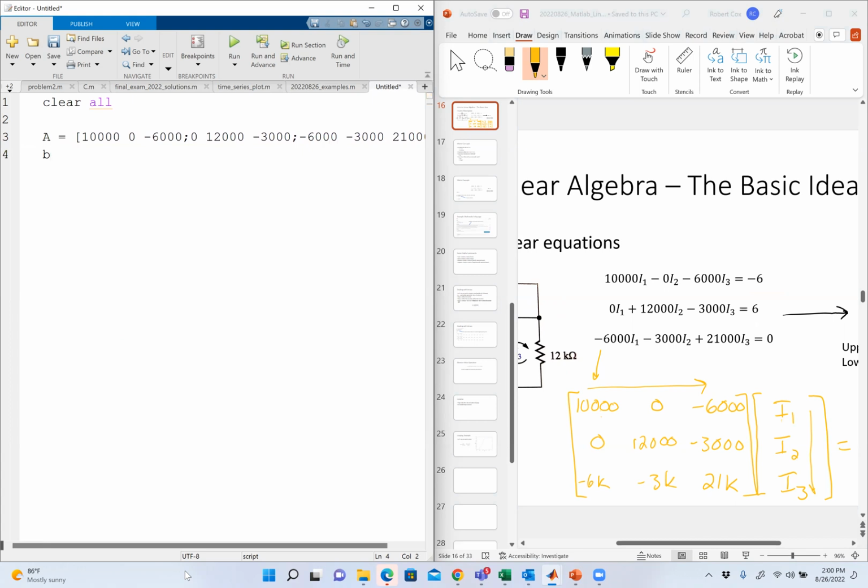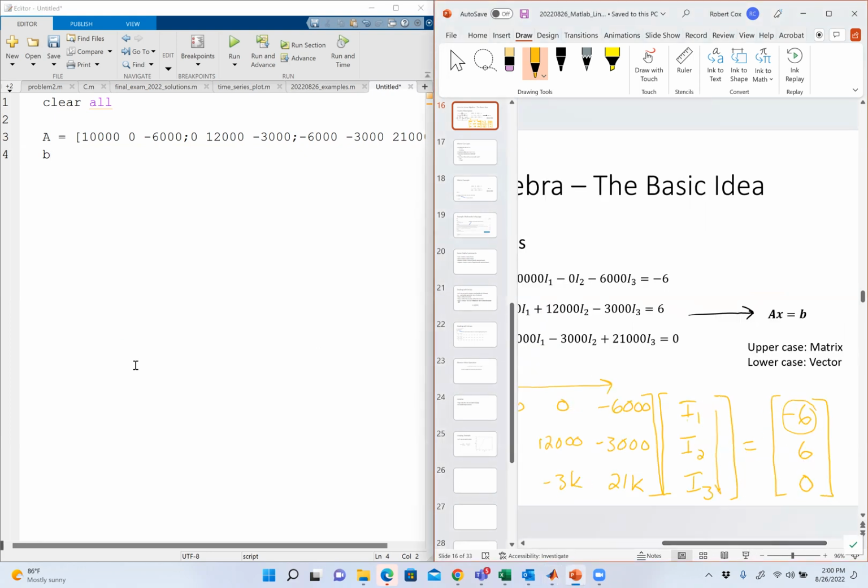And then B is easy. How could I write B? I could do negative 6, semicolon, 6, semicolon, 0. An even faster way is to use the transpose operator. The transpose of a matrix swaps the rows and the columns. So I can write negative 6, 6, 0, which is a row vector, but if I add the tick mark, that's a transpose in MATLAB.